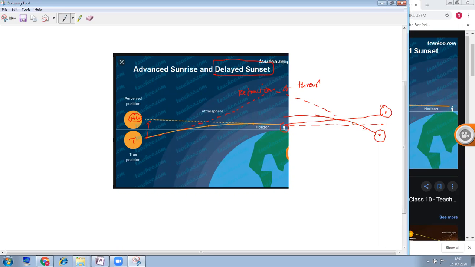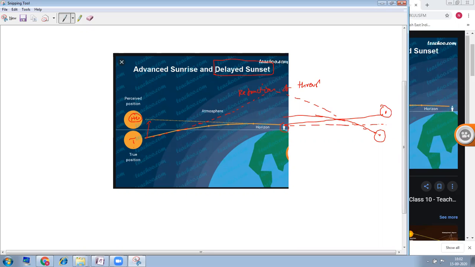Whatever image we are seeing is actually an illusion, not really a real image. The sunset has already happened, but because of the refraction, we can see the light rays coming from somewhere in the sky, which is visible. That image only we are able to observe. This is the advanced sunrise and delayed sunset due to the refraction of light when it is passing through the atmosphere of the earth.